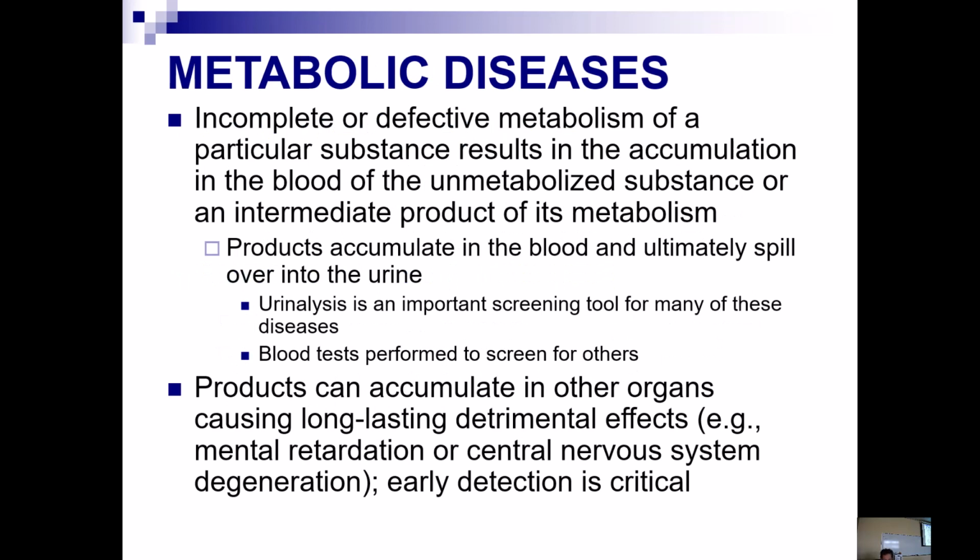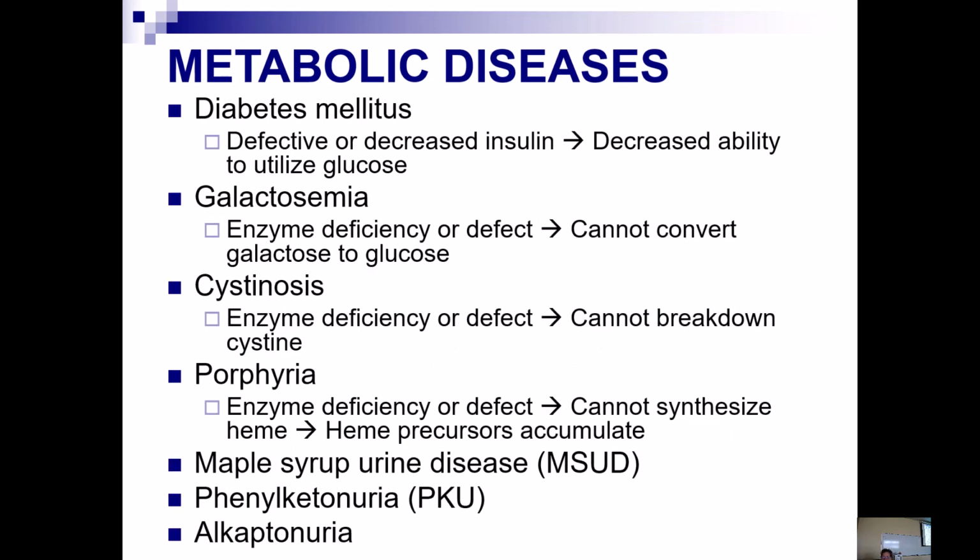Now, metabolic diseases are a common cause of renal issues when we're dealing with renal diseases. Metabolic issues are incomplete or defective metabolism of substances resulting in accumulation in the blood of unmetabolized substances or intermediate products of metabolism. So what happens is products can accumulate in other organs and cause long-lasting detrimental effects, such as mental retardation and central nervous system degeneration. So it's really critical that we get early detection of these diseases.